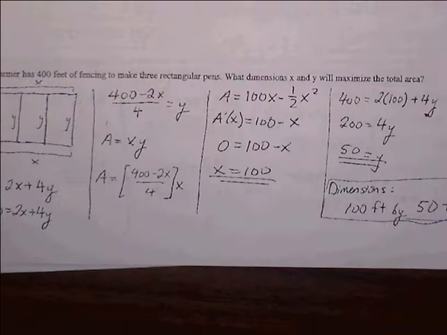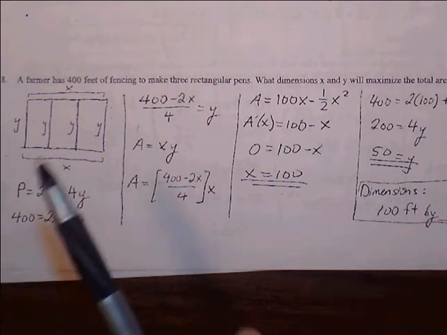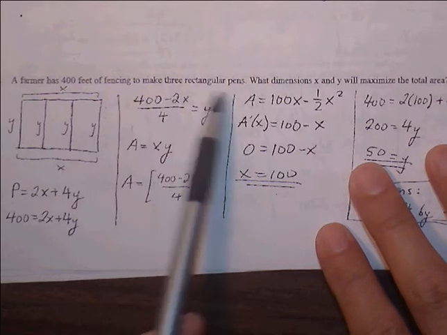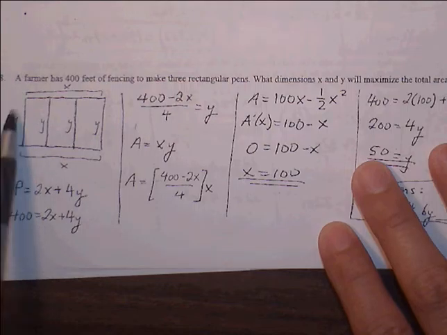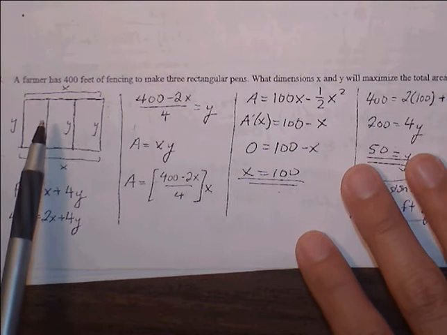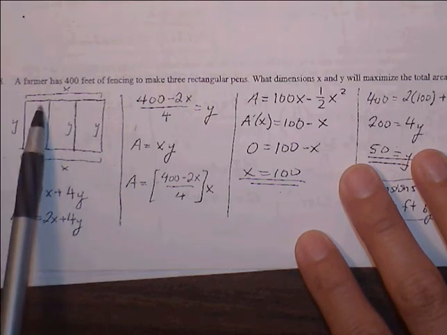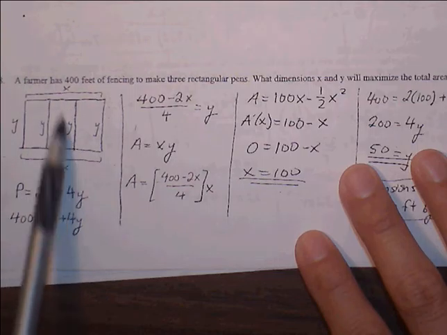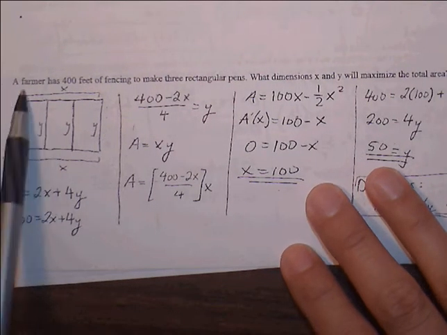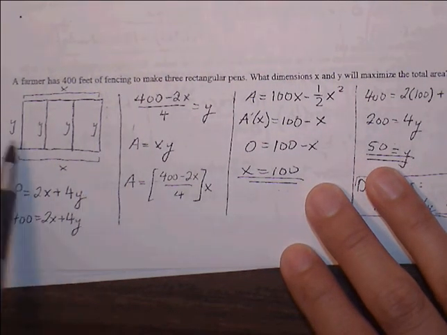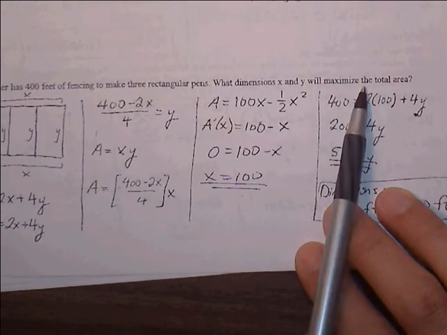This is a problem that deals with perimeter and area. So a farmer has 400 feet of fencing to make 3 rectangular pens. So here's the full rectangular area, and then we have 3 rectangular pens. So this is one enclosed region, and then here's the second, and here's the third enclosed region. I'm just going to assign the entire horizontal as x and x, and then all the verticals as y's. Okay. All right, which dimensions of x and y will maximize the total area?